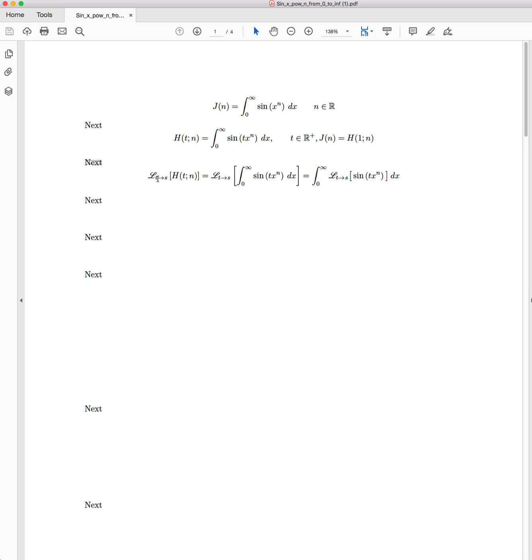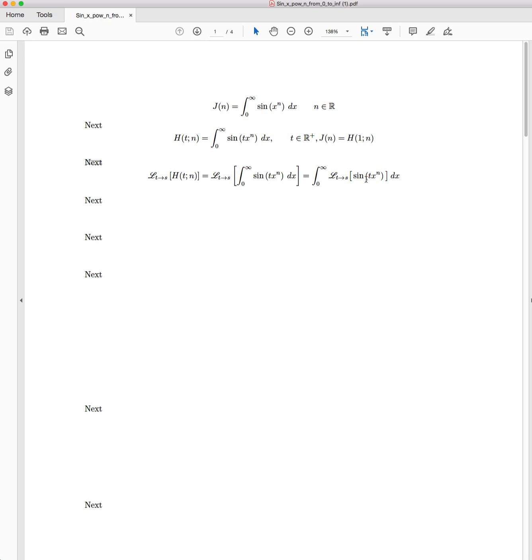The Laplace transform, transforming t to s, of our function h of t semicolon n is equal to the Laplace transform of this integral. Now, using Fubini's theorem, that then means that we're allowed to take the Laplace transform of the integral as the integral of the Laplace transform. So remember, Fubini's theorem allows us to do that. And yes, the conditions upon Fubini's theorem have been satisfied here.